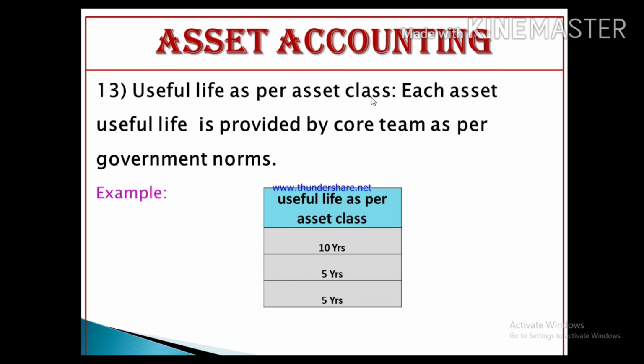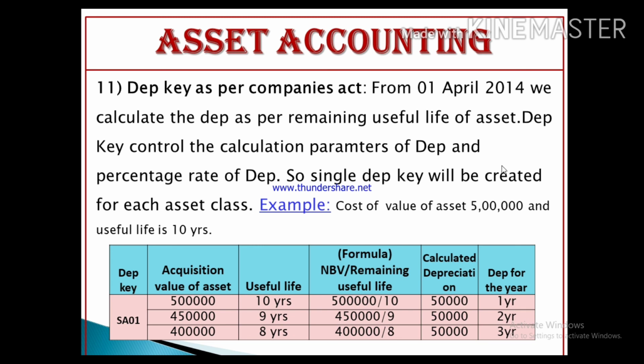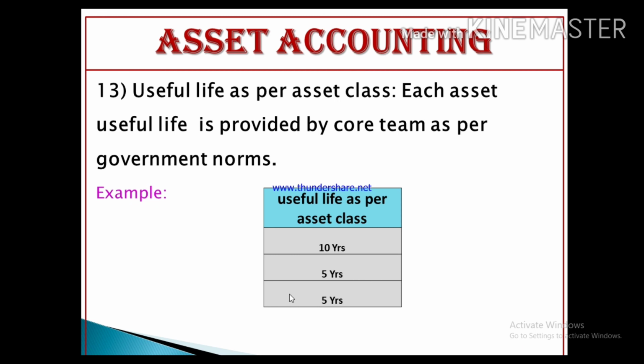Clear? Now next is useful life as per asset class. What is useful life of asset class? It will be clear, I think, because I have used an example for useful life also. So listen once again. Each asset class's useful life is provided by the core team as per the government norms. We will get to know from the core team members the useful life of the asset, whether 10 years, 5 years, whatever it is.